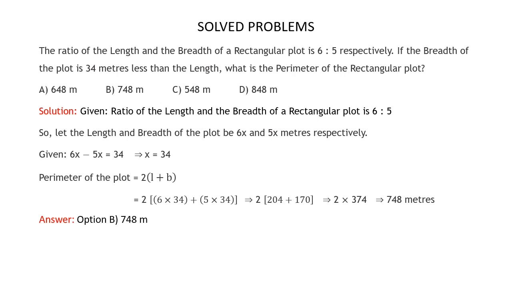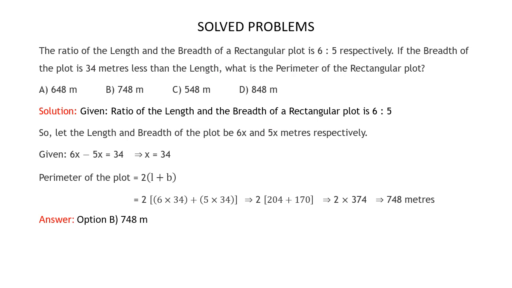Now, it's given that the ratio of the length and breadth of the rectangular plot is 6:5. So, let the length and breadth of the plot be 6x and 5x meters respectively. Now it's also given that breadth of the plot is 34 meters less than the length, which means the difference between the length and breadth of the plot is 34 meters. So 6x minus 5x is equal to 34, which means x is equal to 34.